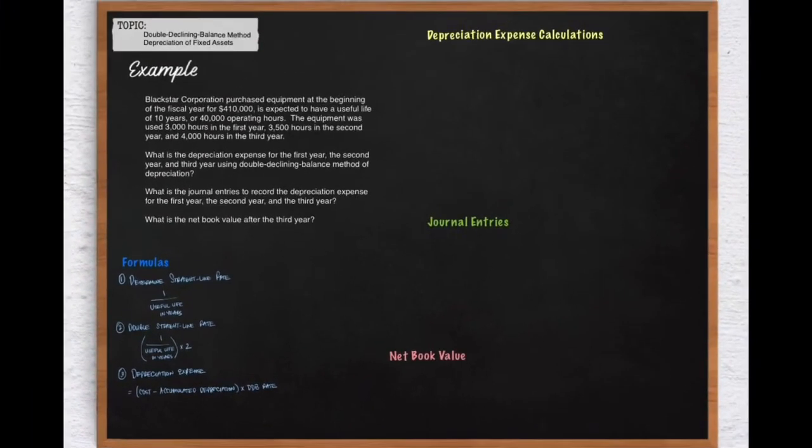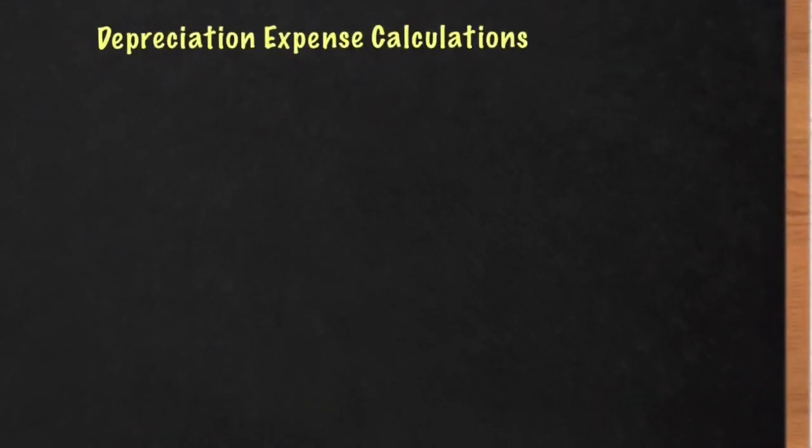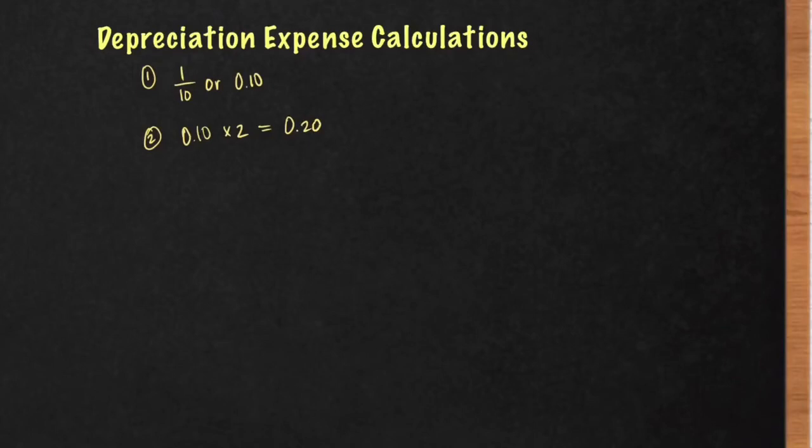Now we can calculate the depreciation expense for each year. What you want to do is do steps 1 and 2, and then during step 3, we can calculate the depreciation expense for all 3 years. For step 1, since the asset had a 10-year life, it would be 1 over 10 or 0.10. Now in step 2, you want to double the straight line rate in step 1 to make it a double declining balance rate. So 0.10 times 2 equals 0.20.